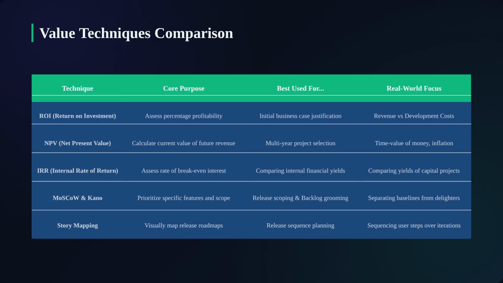To wrap it all up, here is a quick reference comparison of the techniques we covered today. Use ROI, NPV, and IRR to prove the financial worth of your projects and secure budget. Use value stream mapping to optimize your team's velocity and eliminate operational bottlenecks. And use MoSCoW, Kano, and story mapping to structure your releases, prioritize user happiness, and launch early value to the market. Mastering these tools is the difference between simply executing tasks and truly leading products.